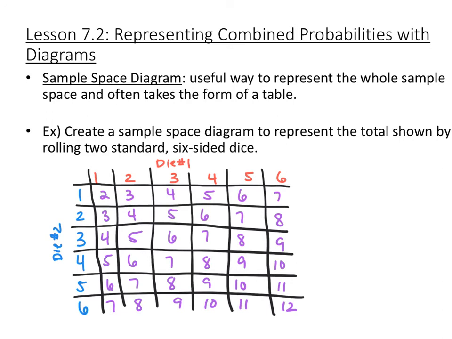So in this case, you're just adding the row and the column together, and so everything here in purple is our sample space diagram. So when you throw 2 dice, this would be all the possible outcomes of the total when you add the 2 dice up. So this is a sample space diagram just representing every single possible outcome in an organized table.